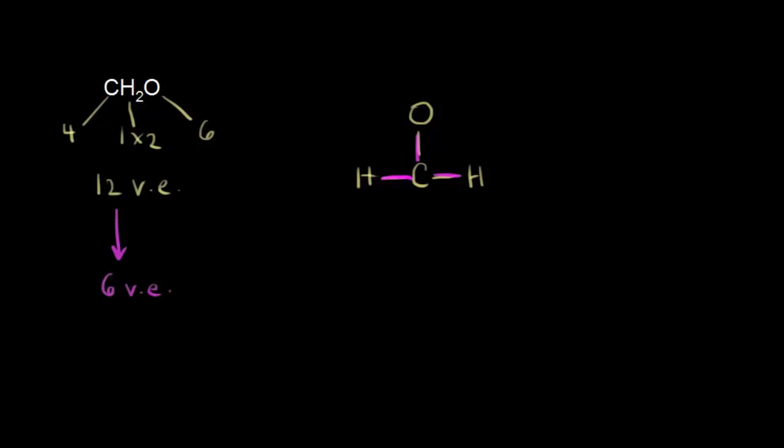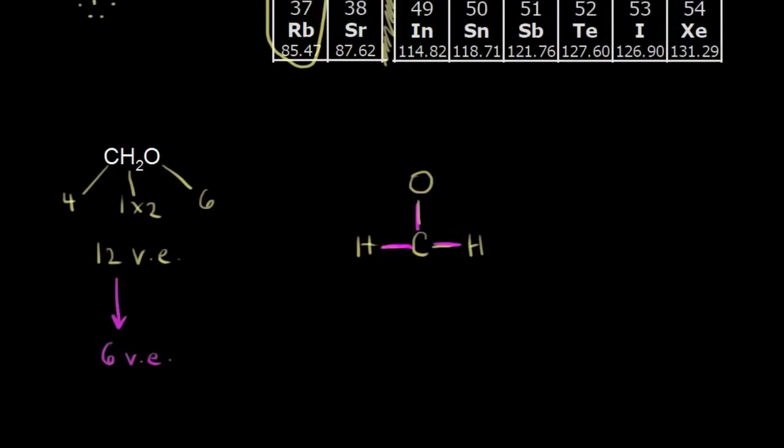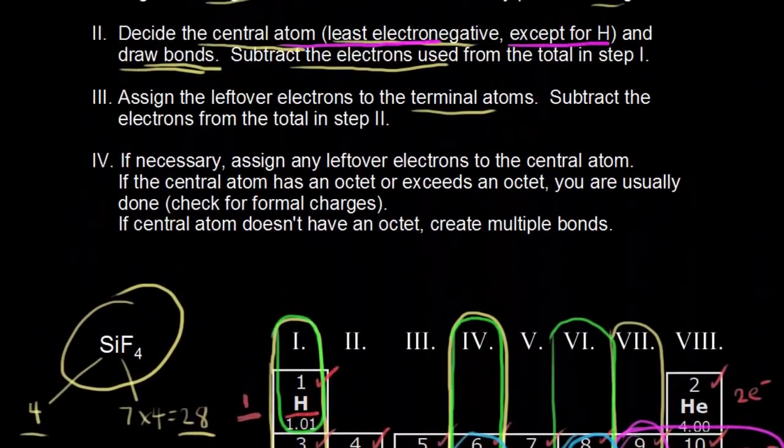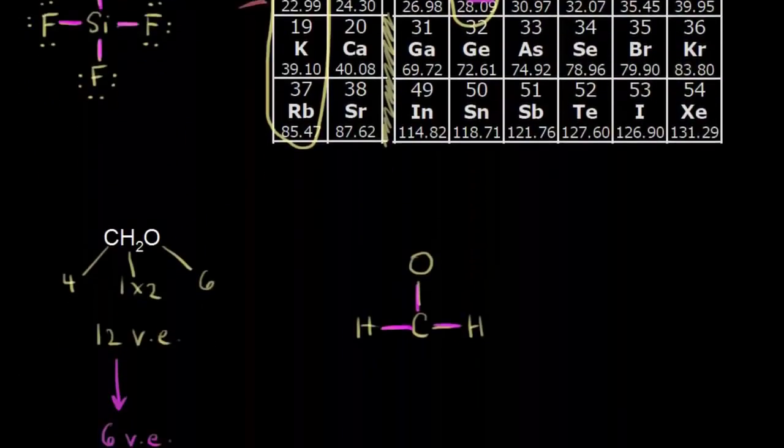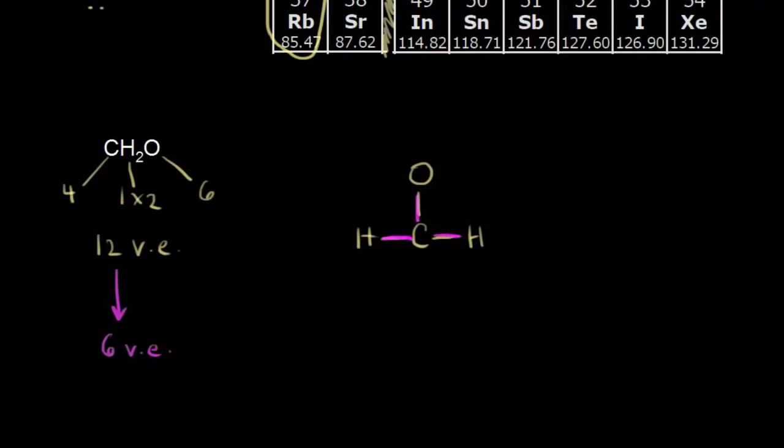Okay, so let's go back up and look at the next step here. So we are to step 3, assign the leftover electrons to the terminal atoms here. All right, so the terminal atoms. Well, in this case, our terminal atoms would be hydrogen and oxygen, but we're not going to assign any electrons to hydrogen because each hydrogen is now surrounded by 2 electrons. And so therefore, we're going to assign those leftover electrons to the oxygen here.